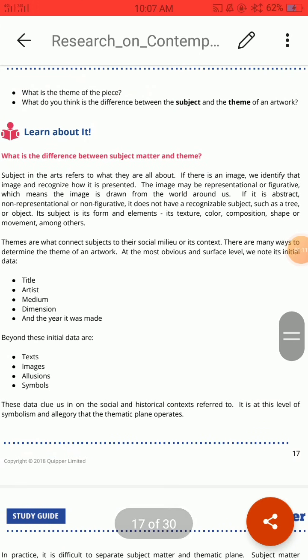So, subject in the arts refers to what they are all about. So, ang subject kay if you have an artwork, then kung unsay murag focus ana imong artwork, kay mao na siya ang subject. Then, if there is an image, we identify that image and recognize how it is presented. So, sa imong artwork, kung naay image, ma-identify dayon nimo nga mao na siya ang subject niya. Kung giunsa na siya pag-present.